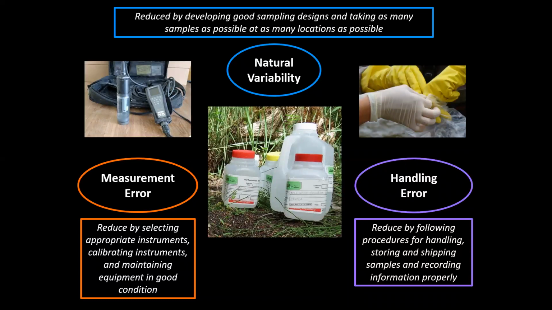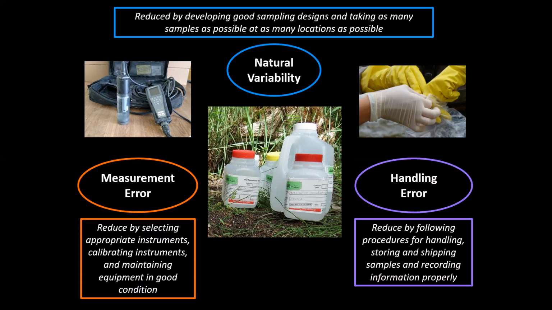So you can, though, reduce the effect of natural variability in your data set by developing good sampling designs and taking as many samples as possible at as many different representative locations as possible to ensure that your data set at the end of the day is representing the system that you're interested in representing.